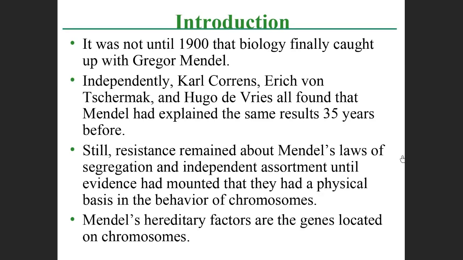But there was some resistance that still remained about Mendel's laws of segregation and independent assortment. And of course, we know now today that not everything follows exactly those patterns. So often we cannot predict the end result as clearly as what Mendel did with his pea plants. But still, Mendel's discoveries form the basis of modern genetics. And of course, now we know all about DNA and chromosomes and all those heritable factors, which are actually genes.